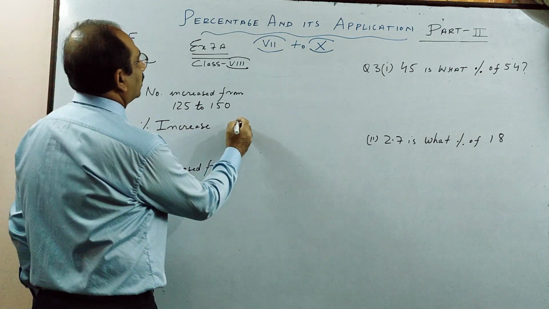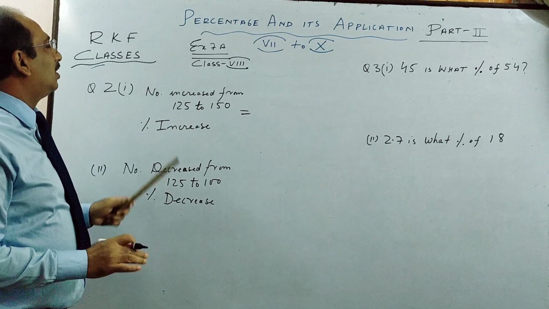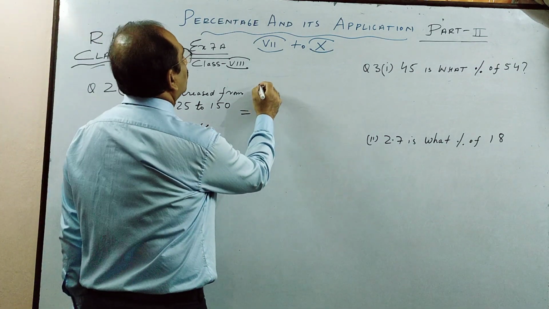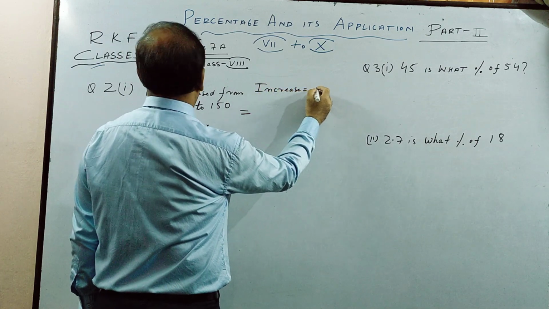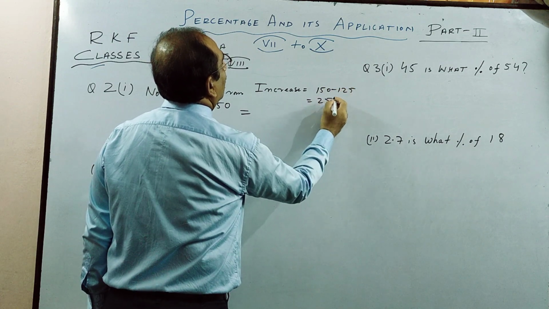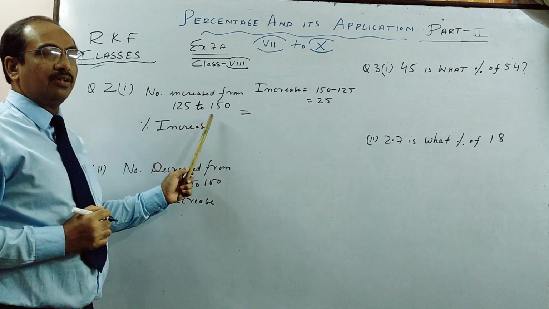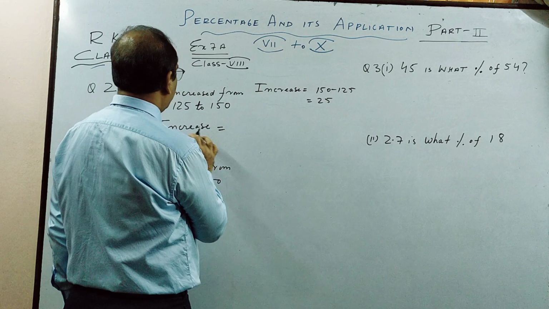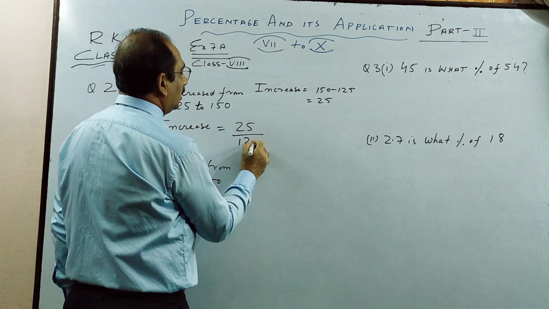So the first question is, a number is increased from 125 to 150. What is the percentage increase? First of all, you find what the increase is. 150 minus 125 is 25. So a number increases from 125 to 150. What is the percentage increase, students? It is increase by original.